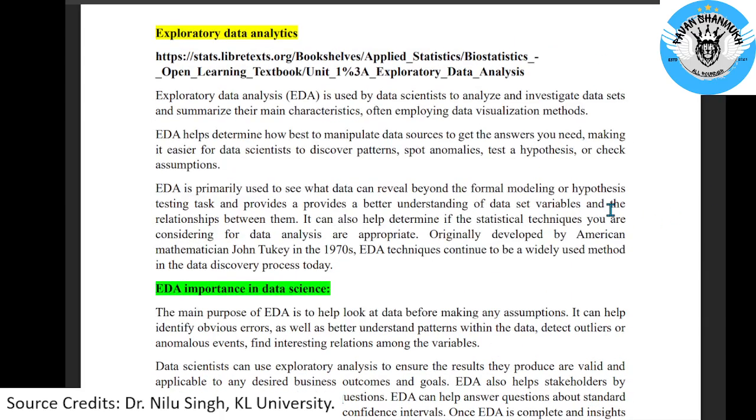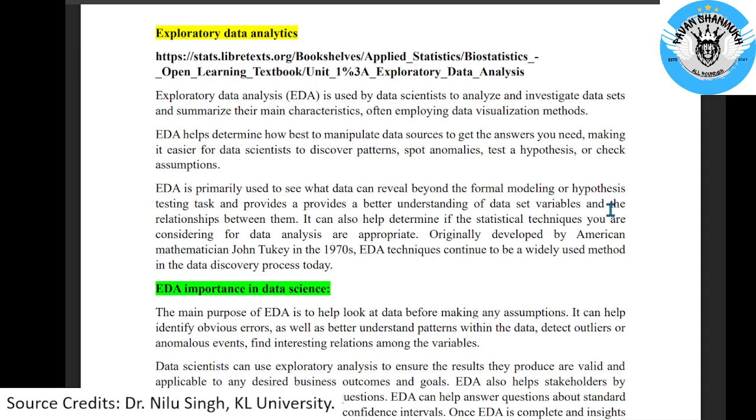So, EDA is nothing but the method that scientists use in order to draw valid and organized conclusions from the data, to project the main characteristics of the data, often using various data visualization methods. Basically, it helps to manipulate the data. It tells how best to manipulate the data so that we get proper answers for what we are trying to cook. And then we can discover the patterns, spot anomalies and test the hypothesis, whether our assumptions are correct or not regarding the data.